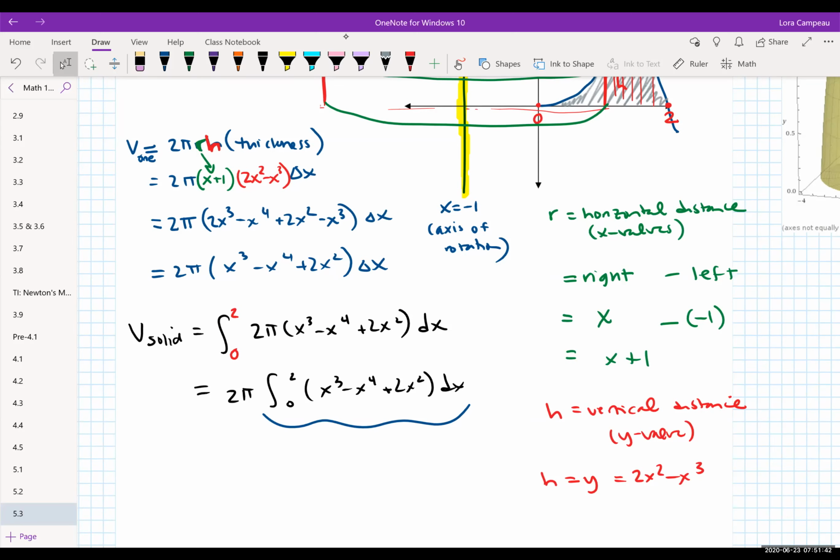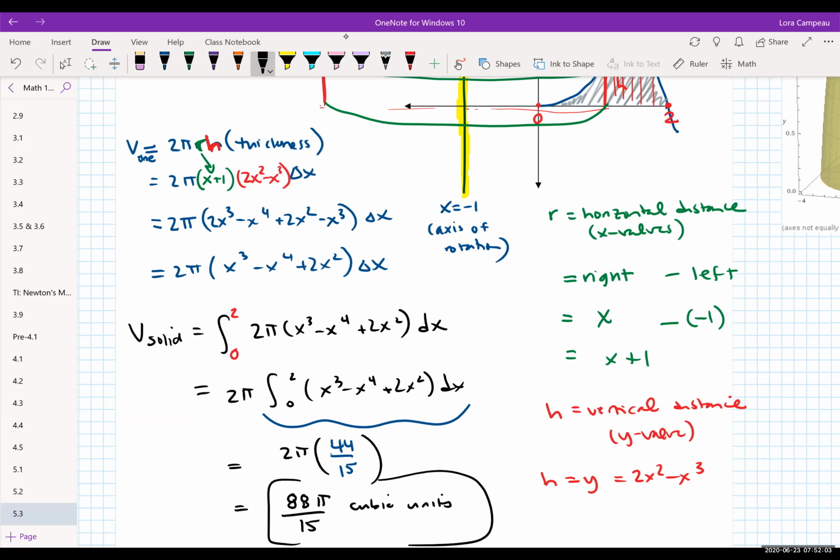That's going to give us finally 44 over 15. Nice little exact fraction. Still multiplying that by 2 pi, we should finally get 88 pi over 15 cubic units. And now we are set. Beautiful.